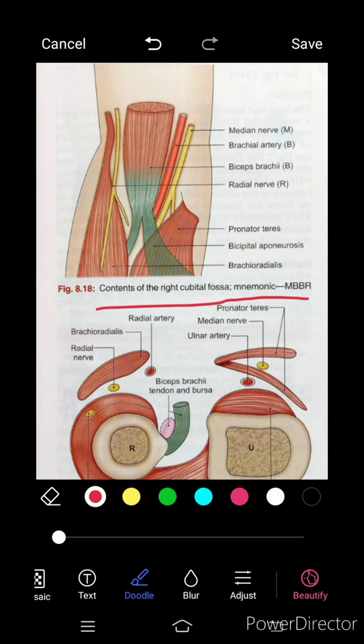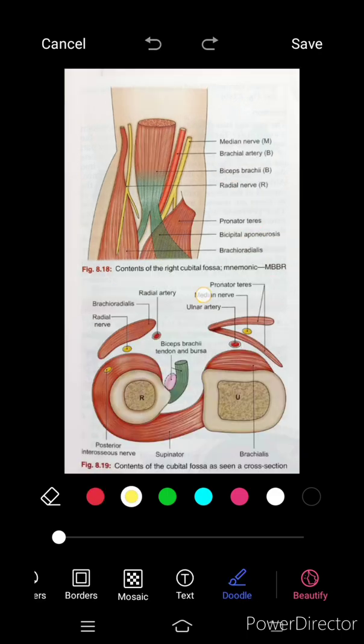So the contents are median nerve, brachial artery, biceps brachii and radial nerve. Here are the two muscles which are brachioradialis on the lateral aspect and pronator teres which is on the medial aspect. And here is the bicipital aponeurosis. Let's see the contents of the cubital fossa in a cross-sectional view.